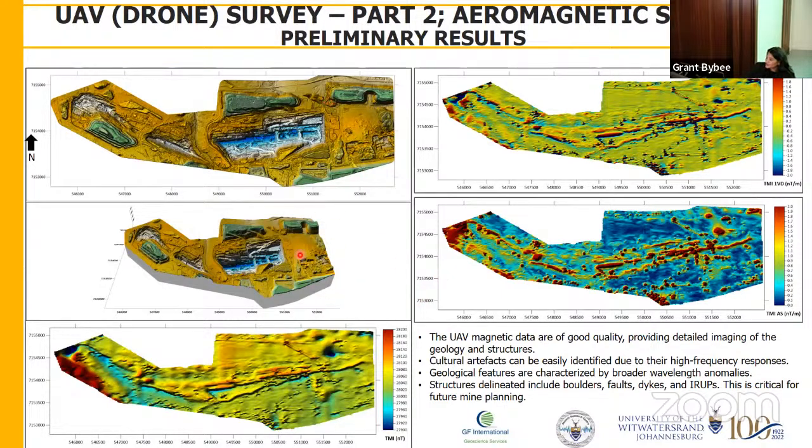So these two images are our LiDAR studies. So the blue areas or the white areas are our deeper elevations. So remember, the LiDAR again is used to create your elevation model. And then the green areas were our higher elevated areas. We then used our UAV to create our aeromagnetic data.